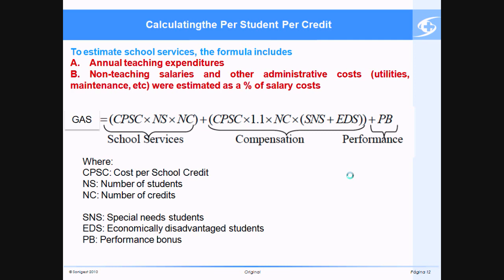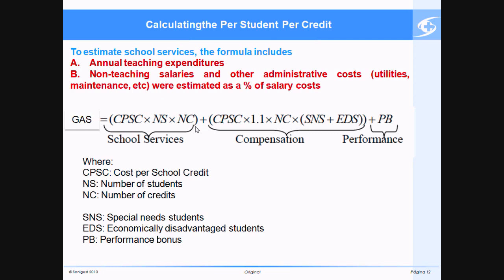The grant allocation to schools then, as we already indicated, included a school services grant, a compensation grant, and a performance grant. The school services grant will be calculated on the cost per student per credit times the number of students times the number of credits those students were taking at that school. If you had 100 students taking 40 credits, that's 4,000 credits, and if the cost per credit was $1, then the school services grant would have been $4,000 for those 100 students taking those 40 credits.